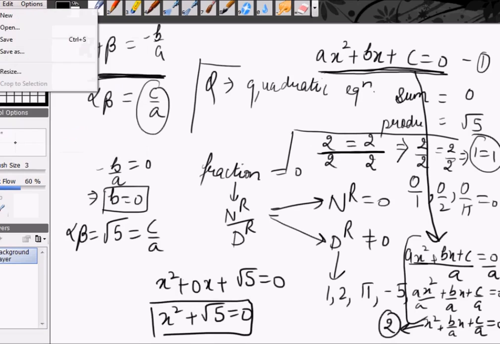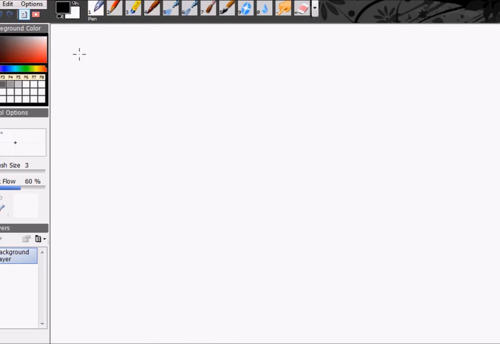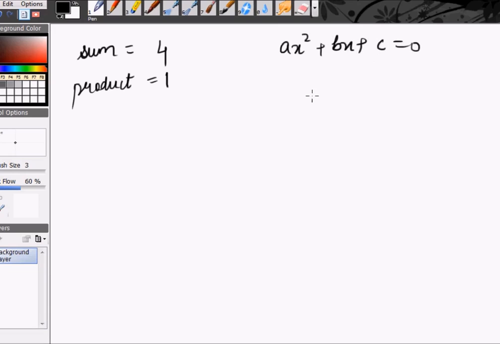Let us have one more example. Find a quadratic equation having sum of roots as 4, whereas product of roots as 1. Again, let us have the assumption that our quadratic equation is of the form ax square plus bx plus c equal to 0, which can be again rewritten as x square plus b over a x plus c over a equals 0, which is proved in the previous example.